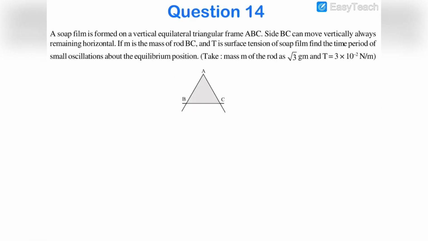In this question, you can see that there is a vertical triangular frame, and this frame is ABC, and this side BC can move vertically like that, and this wire always remains horizontal. There is a soap film formed on this frame, and the surface tension of this soap film is T. And if we pull this wire in the downward direction by a small distance, then it would execute the simple harmonic motion. So we have to find out the time period of this small simple harmonic motion.